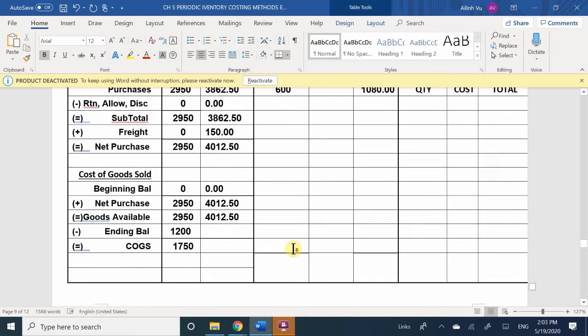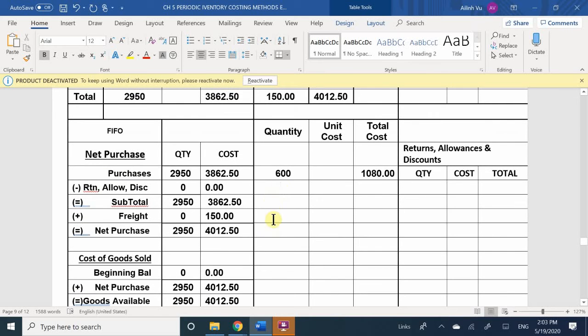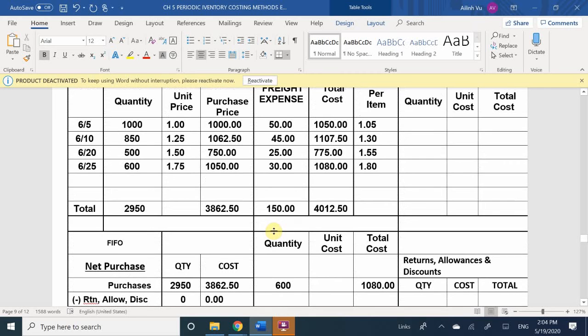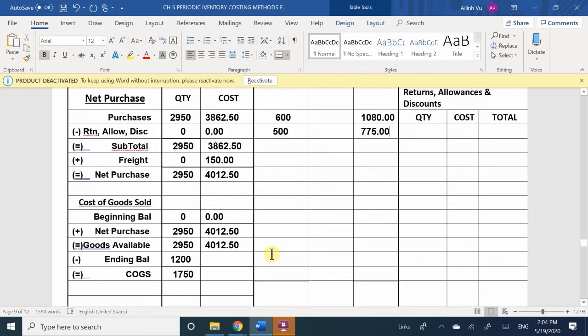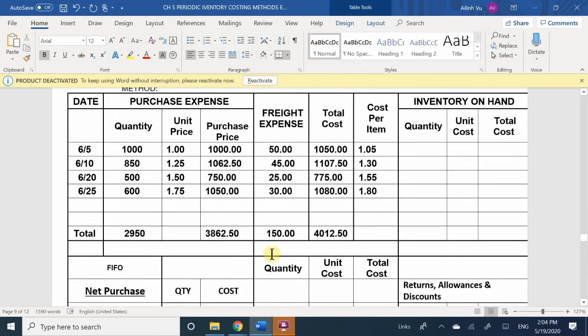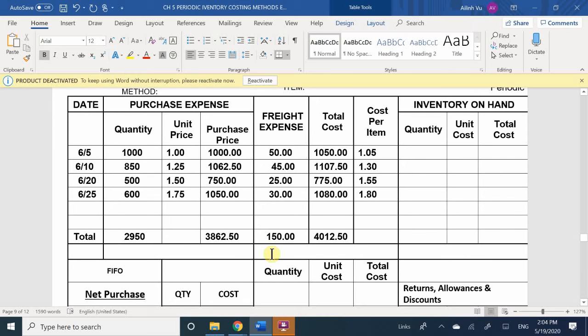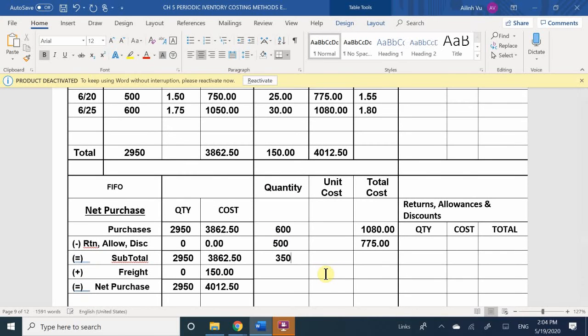So if we only took out 600, and we're supposed to sell 1,750 in total, how many more do we need to go? 1,150. So which batch do we start off with next? The June 20th. So we got 500 in quantity, and that whole thing cost us 775.50. Good. Because we're going to use that whole batch, we still have 650 left. Let's look at the batch above it. We have 850 now, but we only need 650. So I'm going to write right here 650.